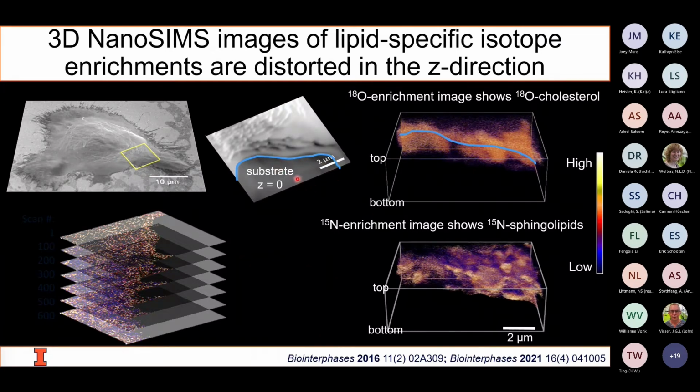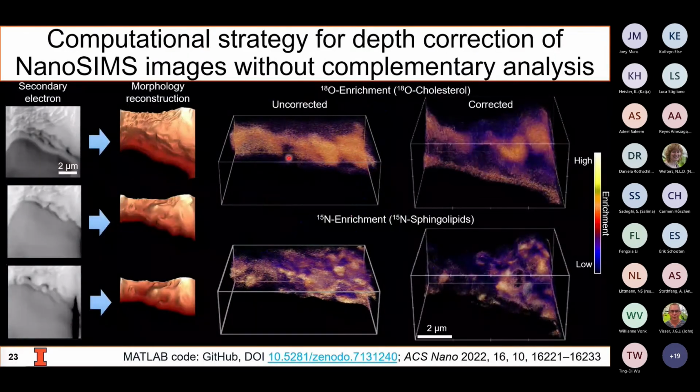So the secondary ions are generated from that region, starting with the first image acquired. I will just say we have developed a depth correction strategy that solely uses what you collected with your NanoSIMS instrument to reshape those images so you could actually follow the contour of the cell. We recently had a paper on it, and all of the MATLAB code is publicly available on GitHub.